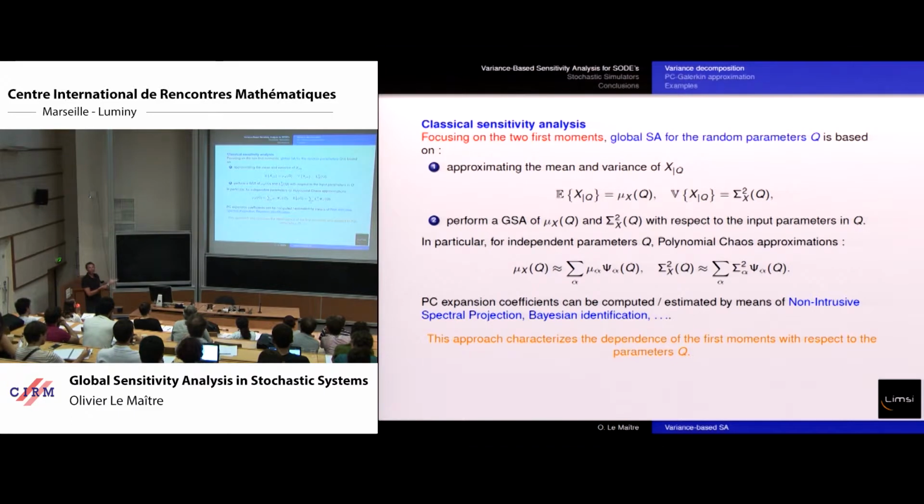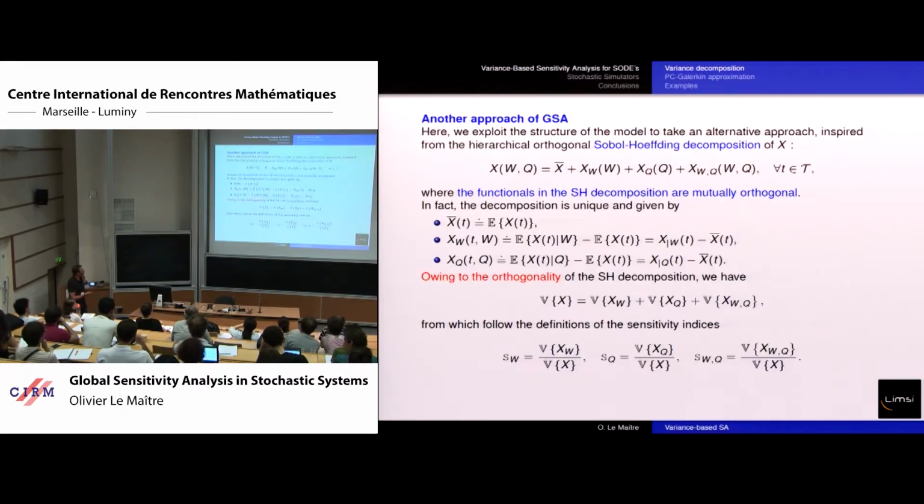Imagine that among different parameters, you can say one is very important for, I don't know, the moment of order 5. What does that mean? It's not clear. So what we want to do is slightly different. It's an orthogonal decomposition of the variance. So X has a certain variance, and I want to split this variance into different contributions: the contribution that is due to the inherent noise, so the Wiener process, the contribution that is due entirely to the parameter, and the contribution to the variance of the interaction.